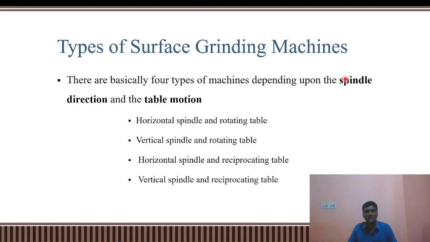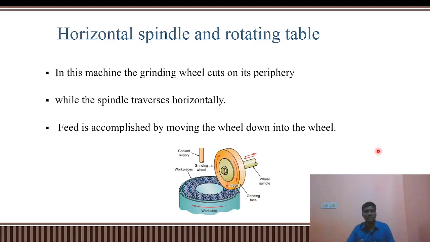I've already said that there are different types of surface grinding machines. Basically, these classifications are based on spindle direction and table motion. Based on these, there are four different types of surface grinding machines: horizontal spindle and rotating table, vertical spindle and rotating table, horizontal spindle and reciprocating table, and vertical spindle and reciprocating table. If we move on to the next slide, we will see every type in detail.